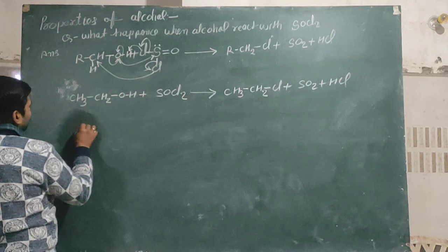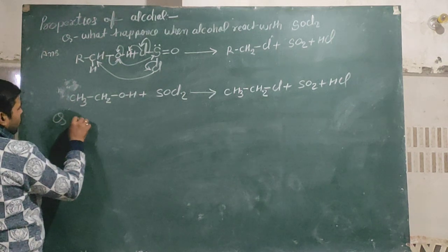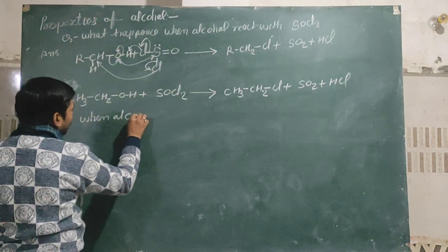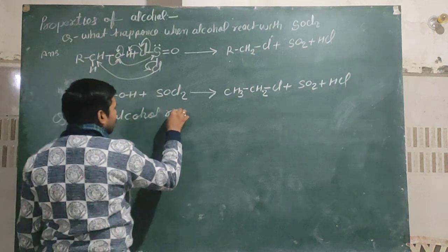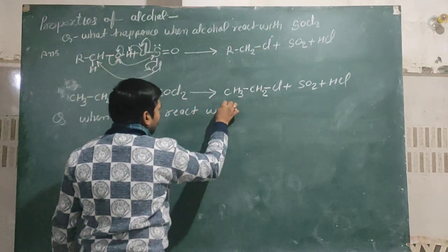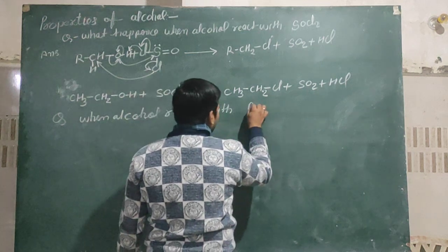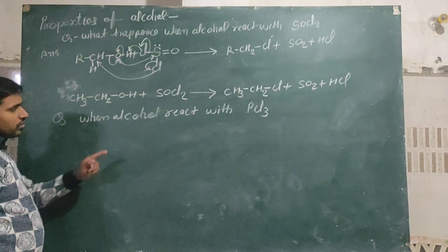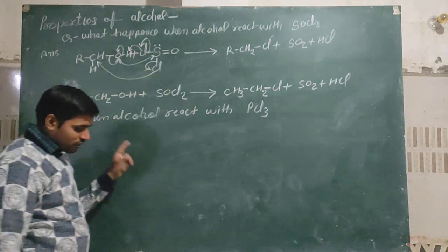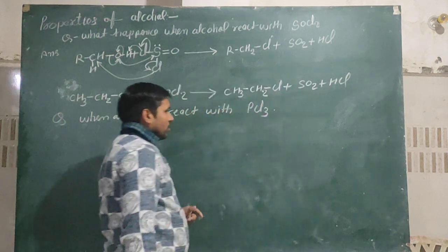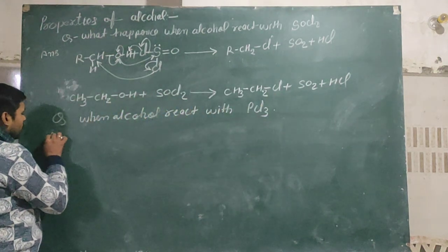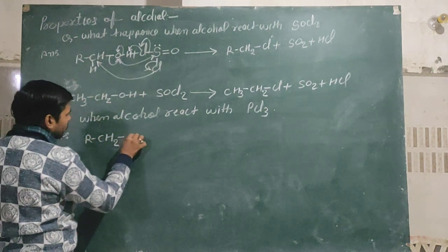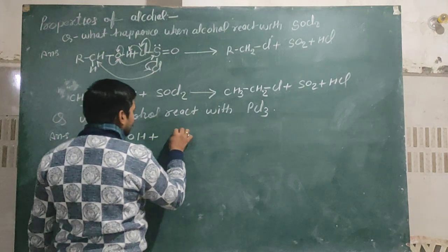And the next question: what happens when alcohol reacts with PCl3, phosphorus trichloride? Okay, this part is not explained in the next topic. Thus you can see here the answer is that R-CH2-OH plus PCl3.